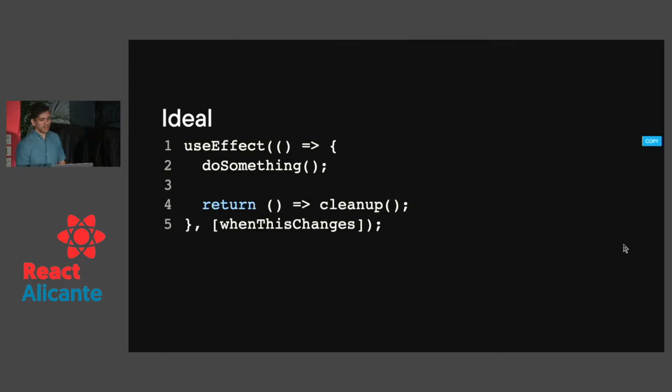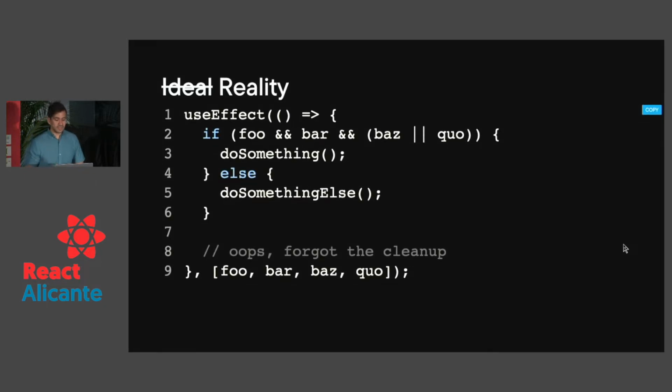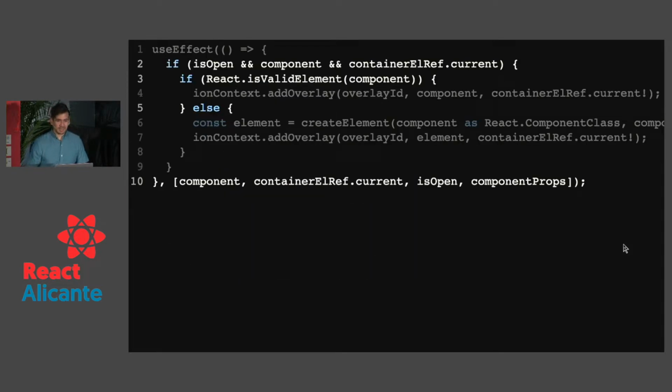So ideally, our code looks like this. We have a useEffect, we have an effect in there, we have a cleanup function. But in reality, it looks more like this, where we add more and more to our effects just to get it synchronized just right so that our effect runs exactly when we need it to. And sometimes we forget the cleanup. In fact, a lot of times we forget the cleanup function. And we also have a big, nasty dependency array at the very end.